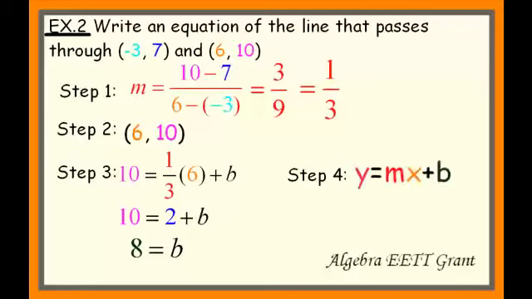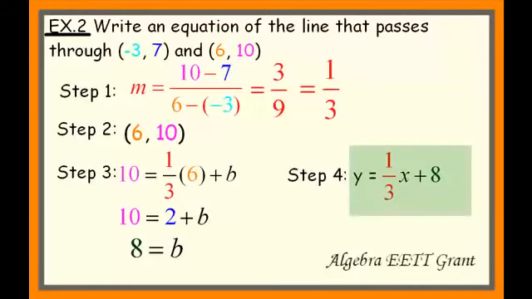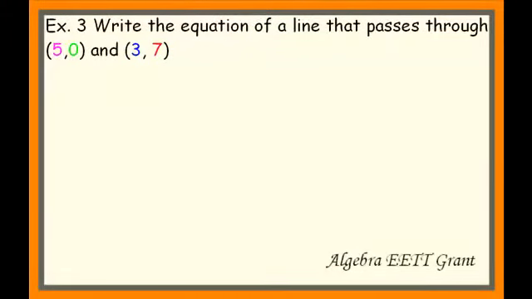So step 4, plug it in. We know the slope is 1/3 and we know the y-intercept is 8. Just simply plug it into the equation, and you're going to get y equals 1/3 x plus 8. This is the equation that describes the 2 points, (-3, 7) and (6, 10). Let's try one more example just to make sure we've got the right idea.